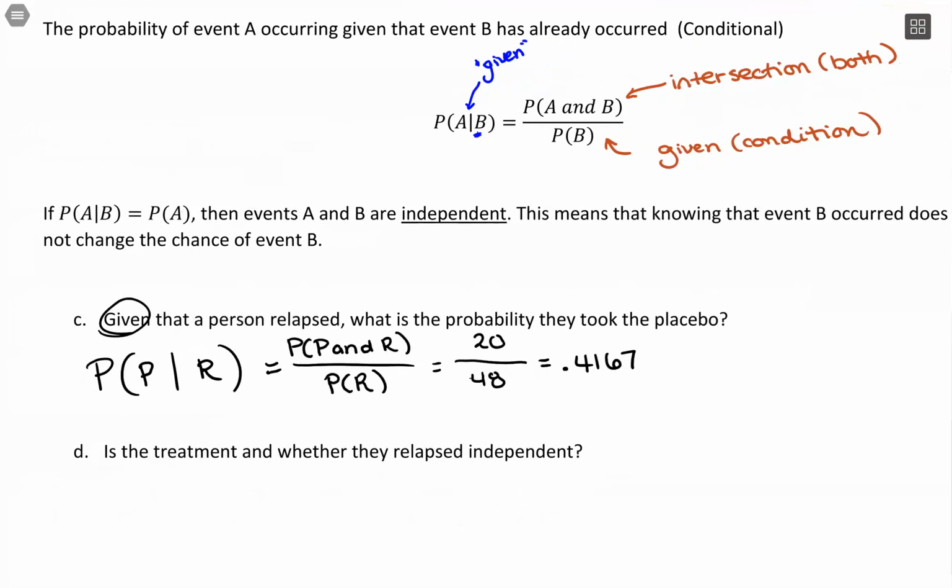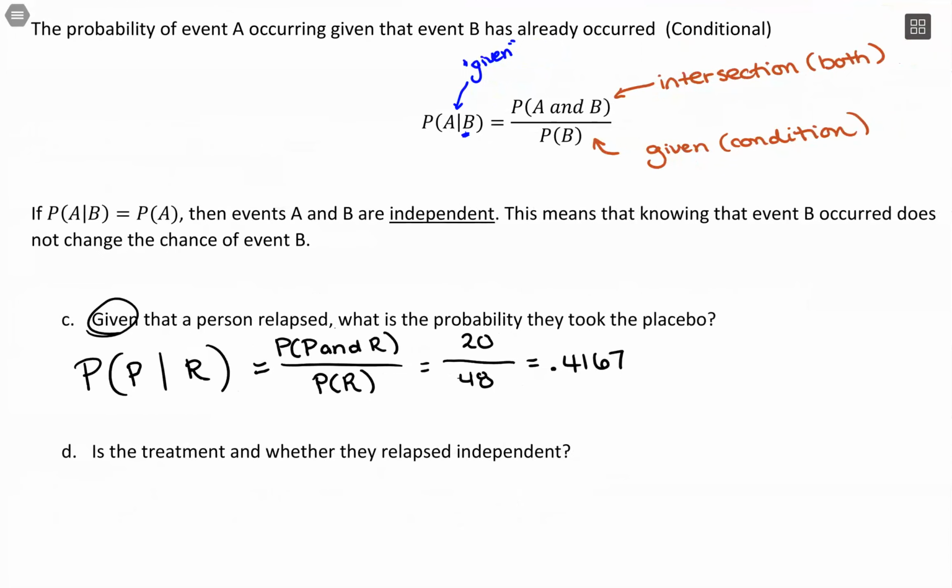So that's conditional probability. You just want to be careful of the order and the wording that they're giving, and be careful which is the condition and which is the probability that you're looking for.